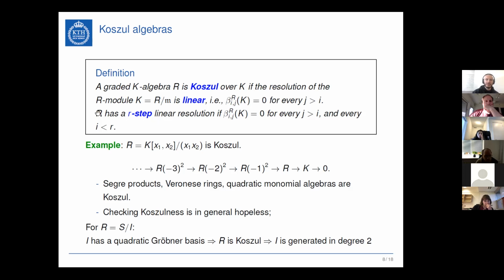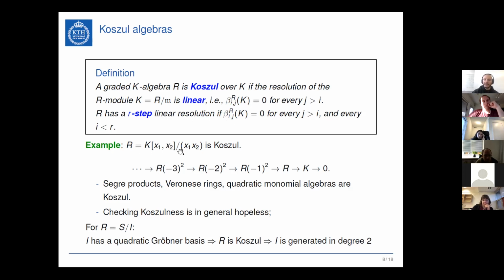Okay, this is another typo. What I wanted to say here is that K has an R-step linear resolution as an R-module if the graded Betti numbers vanish again for every j greater than i, but this time we just ask for this vanishing for homological indices smaller than R. Okay, so let me go to an example just to explain what's going on.